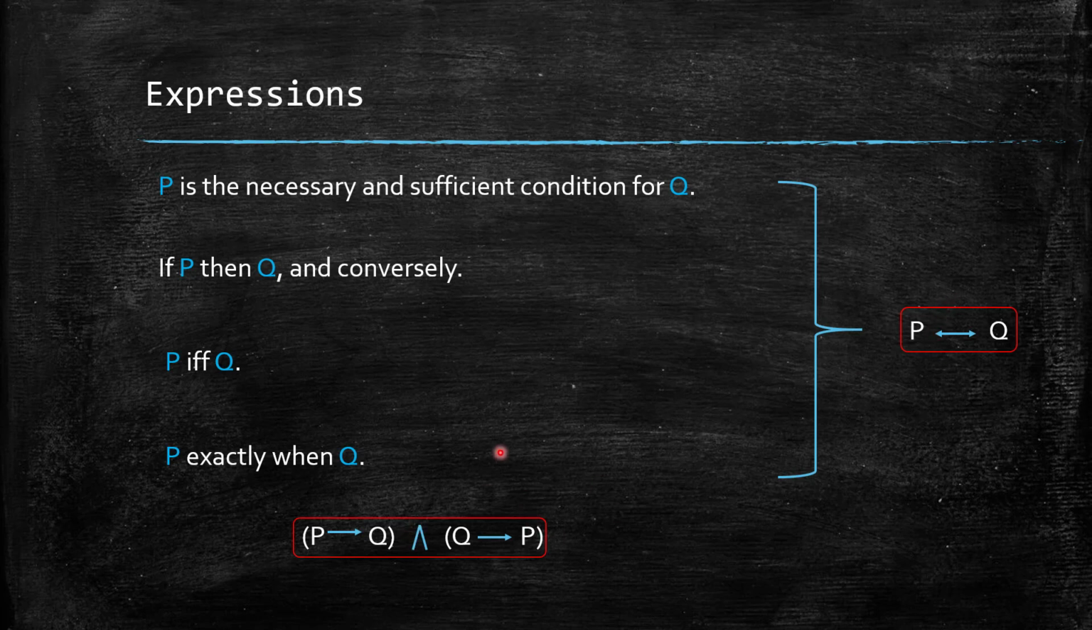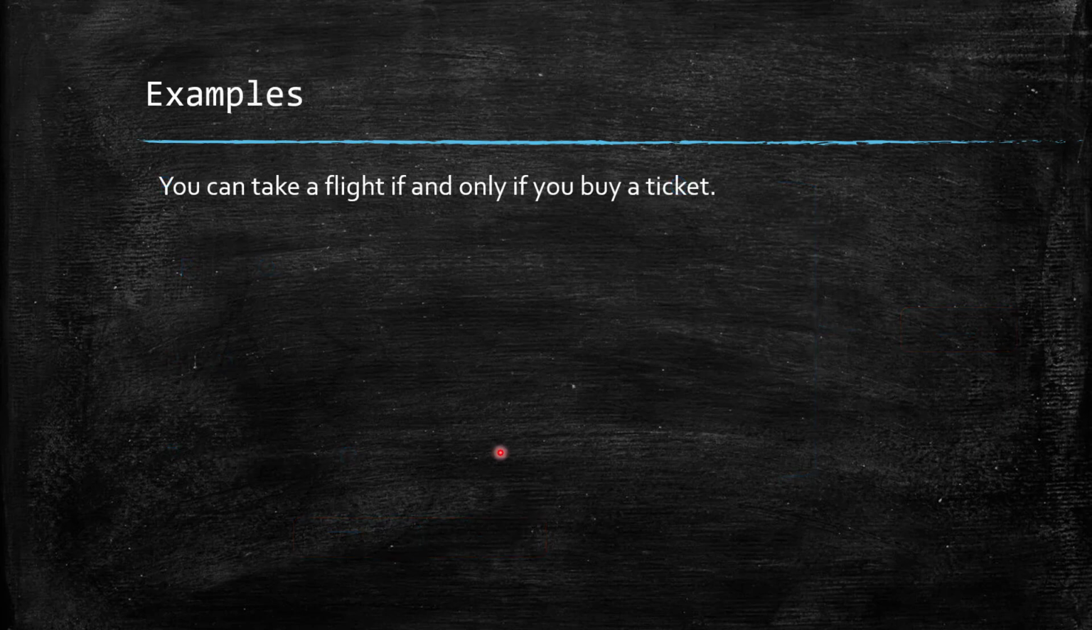Okay, so let us take a couple of examples. Consider a statement like this: you can take a flight if and only if you buy a ticket, right? Now if we try to identify the propositions, one proposition could be you can take a flight. Another proposition could be you need to buy a ticket. Both of these propositions are connected with the clause if and only if, so this is a biconditional statement. If I name the first proposition P and the second proposition Q, this is a biconditional statement, right?